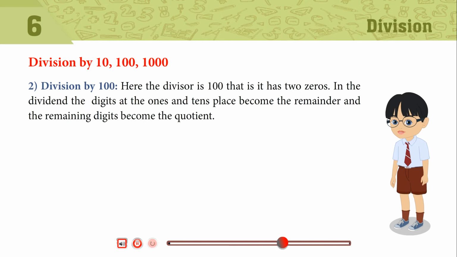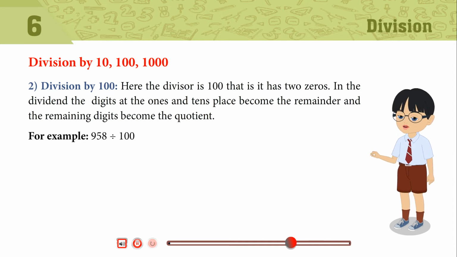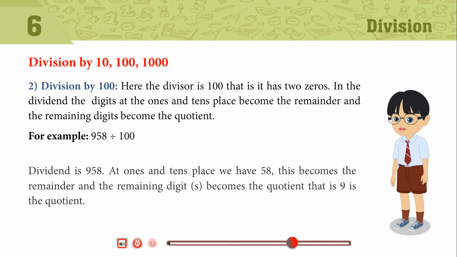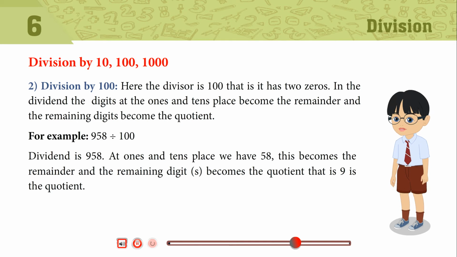2. Division by 100. Here the divisor is 100, that is, it has 2 zeros. In the dividend, the digits at the ones and tens place become the remainder and the remaining digits become the quotient. For example, 958 divided by 100, dividend is 958, at ones and tens place we have 58, this becomes the remainder and the remaining digits become the quotient, that is 9 is the quotient.